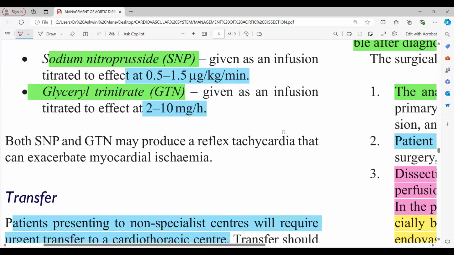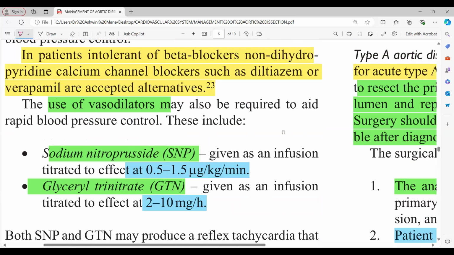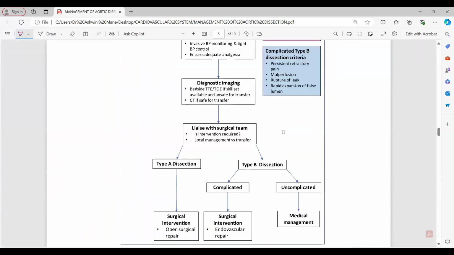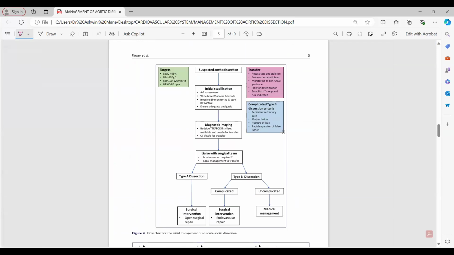Now we will see the overall management of the aortic dissection. If we are suspecting aortic dissection, then the targets should be SpO2 more than 95, Hb more than 12, systolic blood pressure between 100 to 120, and heart rate 60 to 80.